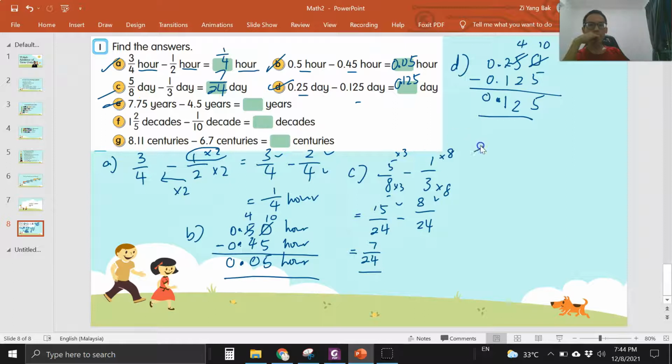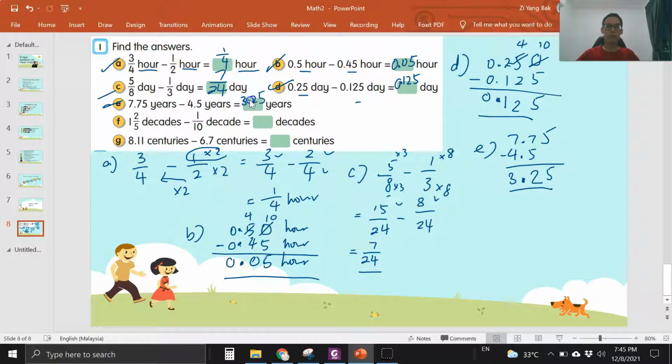Question E. 7.75 minus 4.5. 5 minus nothing is 5. 7 minus 5 is 2. 7 minus 4 is 3. 2 decimal places, 2 decimal places. So we get 3.25 years.